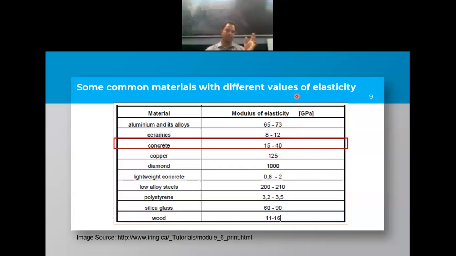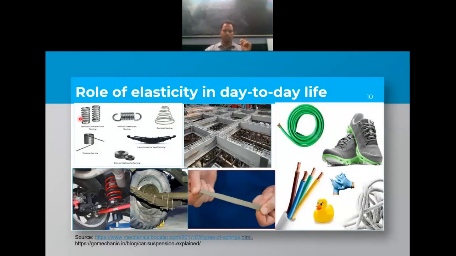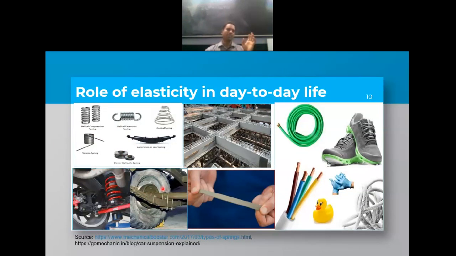Now these are some of the values for modulus of elasticity. For example, you see concrete has 15 to 40 gigapascal, because elasticity is measured in Newton per meter square or in terms of Pascal, where giga is nothing but 10 power 9, 10 power 9 Pascal. So that is the value for concrete. And you see the different values for copper, diamond, wood, silica glass, polystyrene, everything has a value of elasticity. We call it the modulus of elasticity.